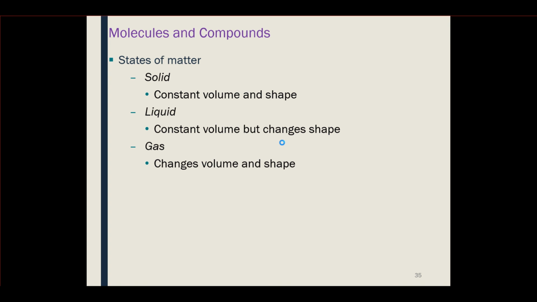Okay, so that concludes this lesson on chemical bonding. In our next lesson, we'll take a look at various types of chemical reactions that take place.